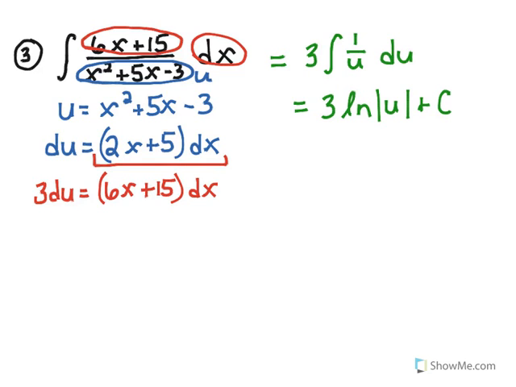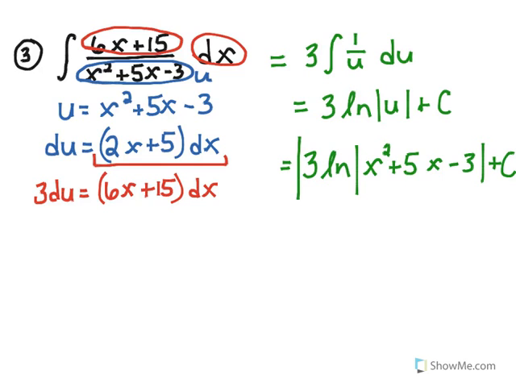But what I need to go through and do now is replace the u. I have to put it back in terms of x. So our final answer for this problem is going to be 3 natural log absolute value of x squared plus 5x minus 3 plus c. All right, so this is our final answer. We could use properties of logs to bring the 3 back up inside as an exponent, but it's not really necessary, so we're going to just leave it the way that it is.